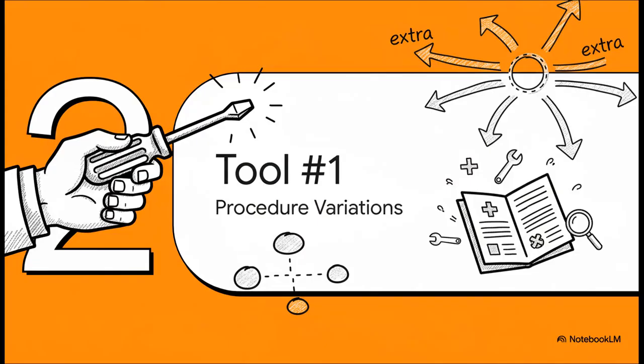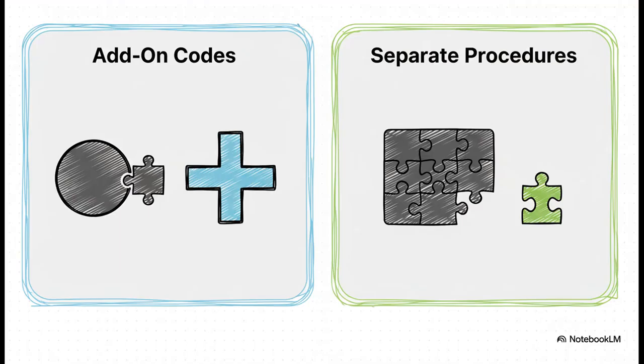All right, let's grab our first tool from the toolkit. This one is all about how we handle procedures that aren't exactly by the book. What happens when a provider does a little something extra, or when they perform a service that's usually just one small part of a much bigger procedure? This brings us to two concepts you absolutely have to get down: add-on codes and separate procedures. Now, they might sound kind of similar, but they are totally different.